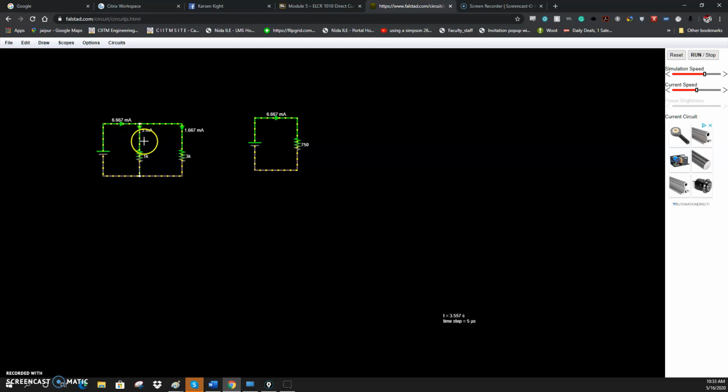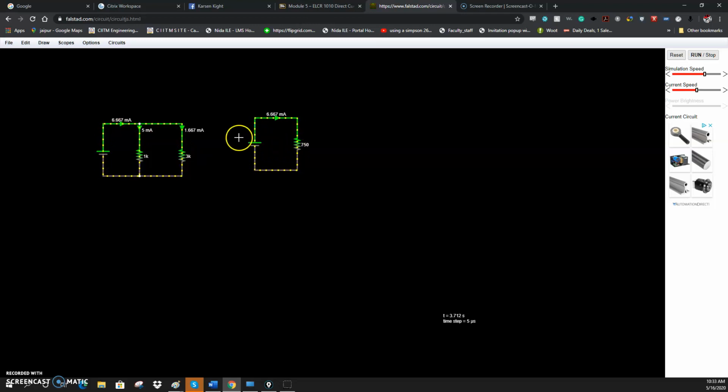So if you look, I've got an ammeter right here, and it's telling us it's 6.67 milliamps total. And this 1K is using 5 milliamps, and this 3K is using 1.667 milliamps for that total of 6.67.